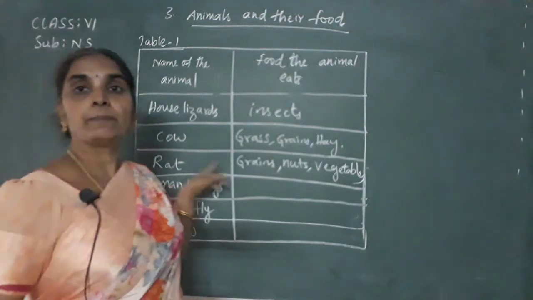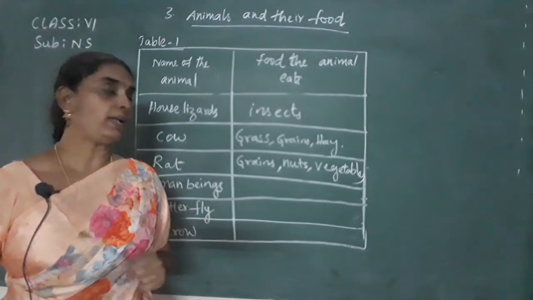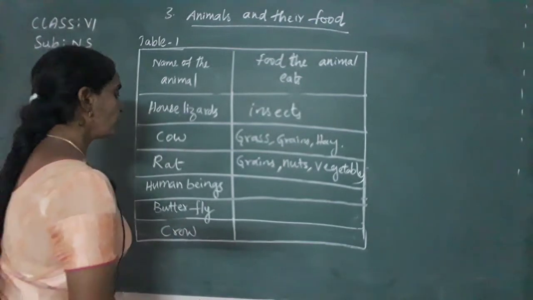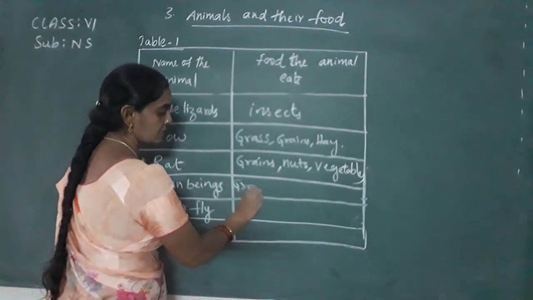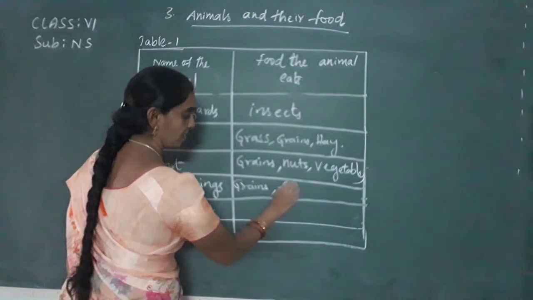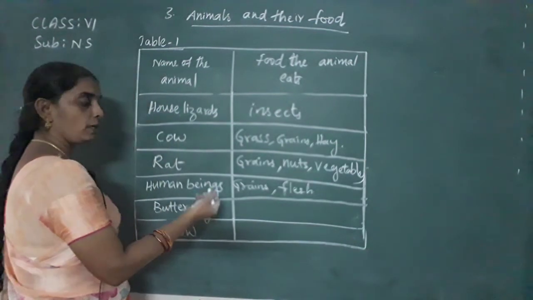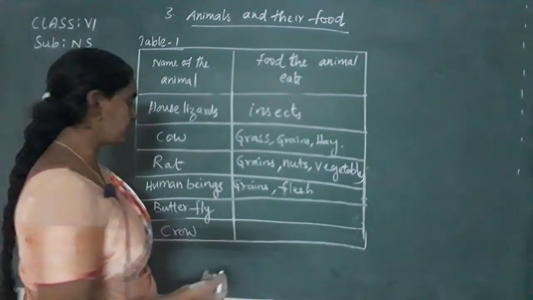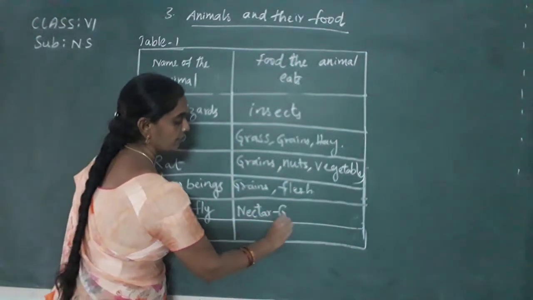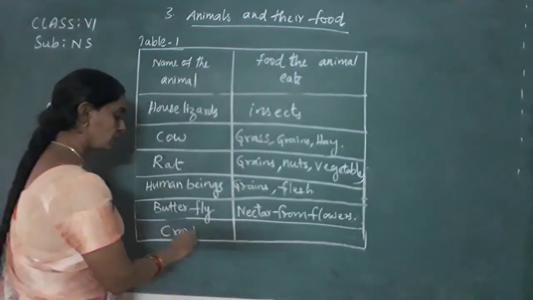Next, butterfly. Butterfly, as you know very well, depends on the nectar of the plants. So butterfly depends upon the nectar of the flowers. So human beings eat grains, cereals, pulses, nuts, and also they eat flesh, isn't it? Flesh in the sense that they depend on both the animals and plants for their food. Butterfly takes nectar from plants. Is it clear?